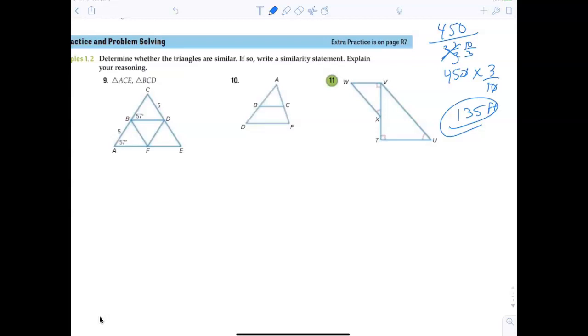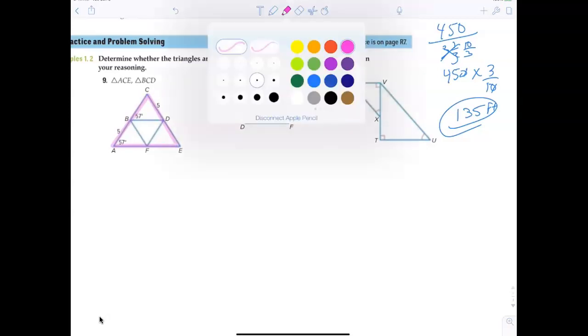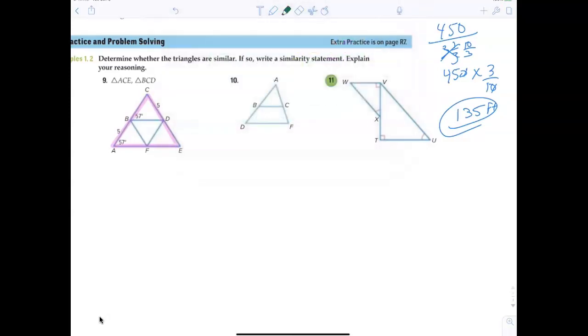All right. So what are we thinking here? It says determine whether the triangles are similar. All right, okay. So again, personally, A, C, E. We're looking at the big triangle. All right, and then B, C, D. So I'm going to highlight that one. B. Oh, come on, that one's really easy. Is that a yes or no?